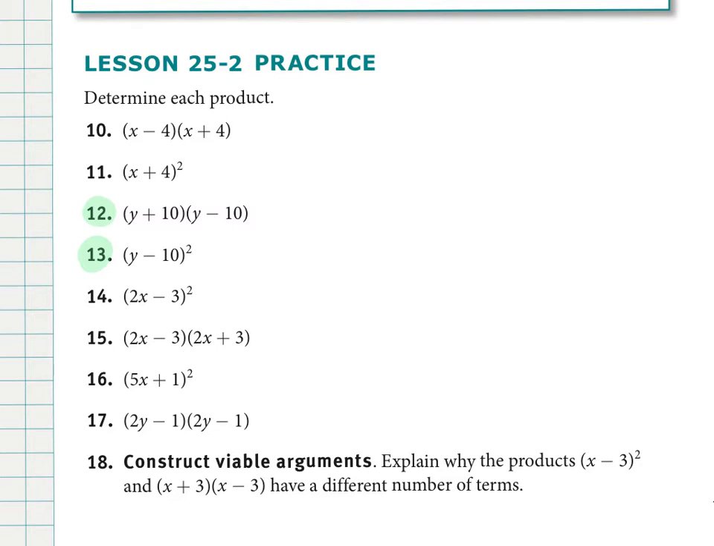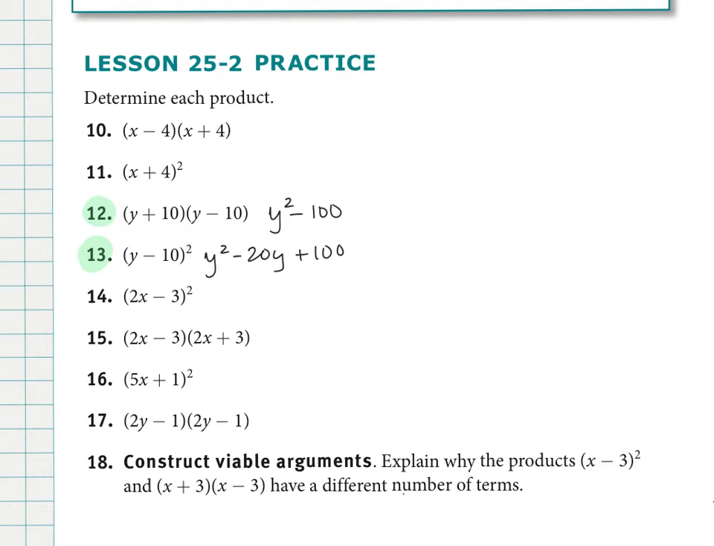All right, for number 12, we should get y² - 100. I realized, wait a minute, there's not going to be a middle term, right? Because we have just about the same binomial, but the signs are different, so we know the middle term is going to cancel out. Now looking at 13, that's where we will have the middle term because remember, we're saying (y - 10) times (y - 10). So our result should be y² - 20y + 100.